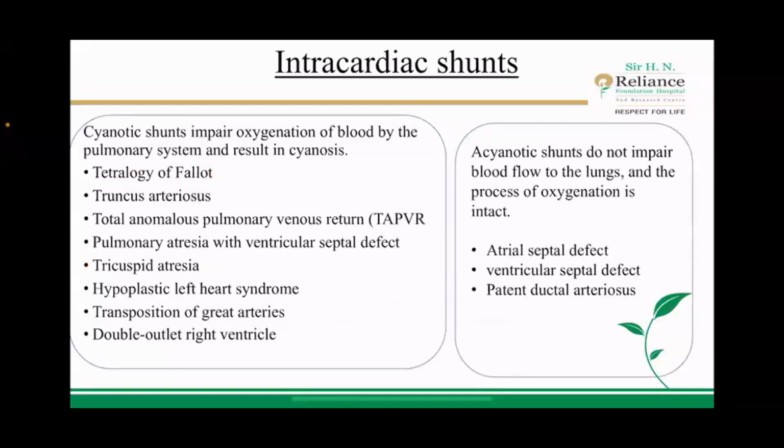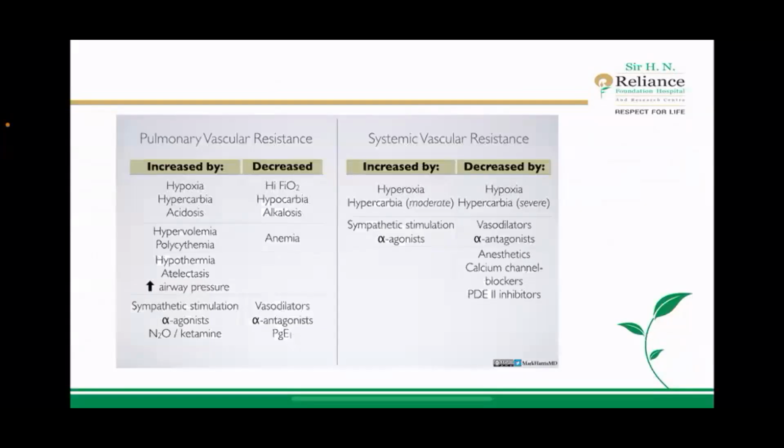Now, the intracardiac shunts I've already described are either right to left or left to right. Right to left shunts are mainly cyanotic shunts, as they cause impairment of oxygenation of blood by the pulmonary system. The acyanotic shunts do not impair blood flow to the lungs, and the process of oxygenation is intact. They mainly include ASD, VSD, and PDA.